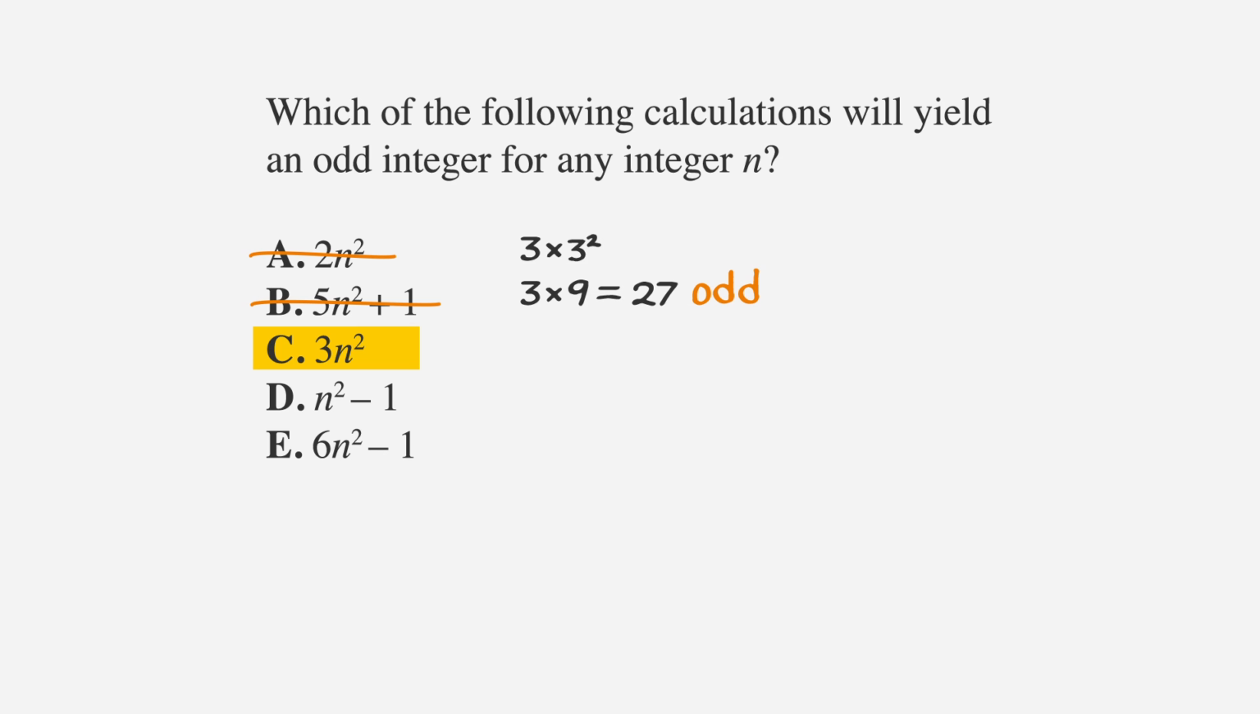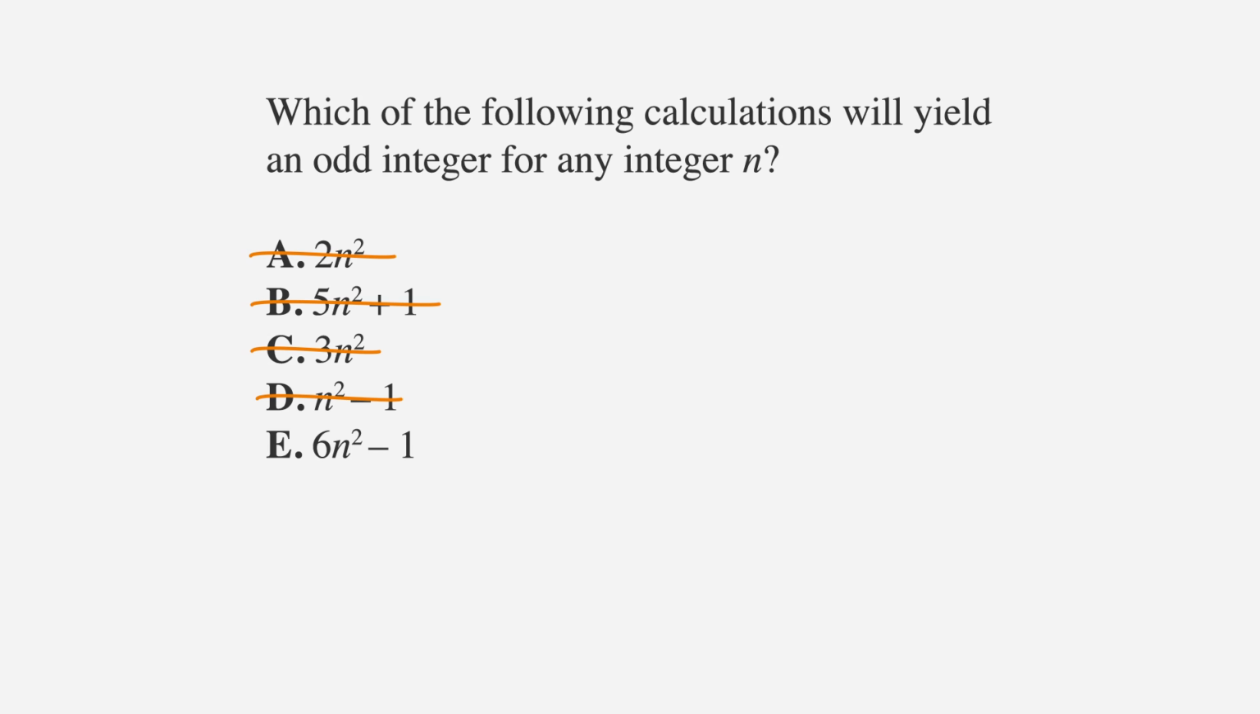If we try 2, we get 3 times 2 squared. 3 times 4 is 12, which is even. Cross out C. If we try D, n squared minus 1, we get 3 squared minus 1. 9 minus 1 is 8. Even, so we don't even have to pick another number. Cross out D. We're getting to the end here. We've eliminated all of our choices besides E.